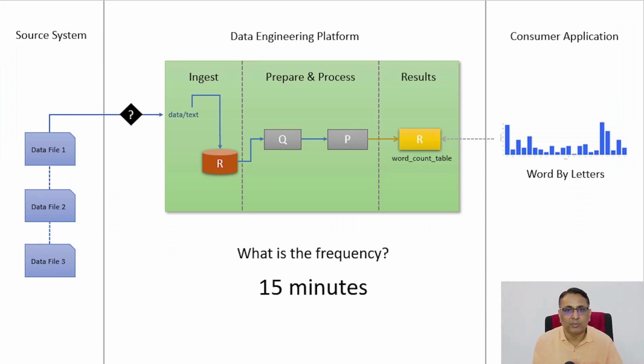Very simple problem. You have a data file, read the data file, do the word count, and save the word count result into a word count table. That's all. That's the first iteration. And in the next iteration, again, read all the new files, process the data, calculate the word count, and save it into a word count table. That's all. Let's start doing that.